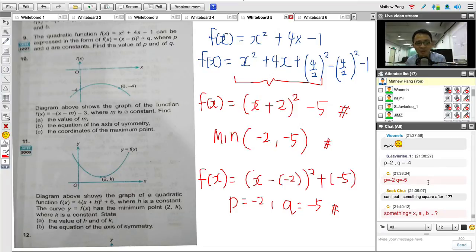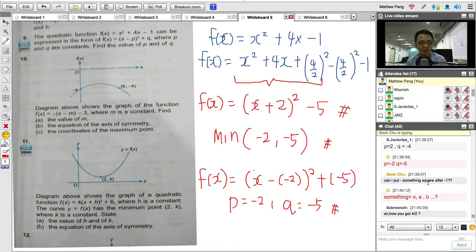But let's do question number 10. Yeah, 10 and 11 are quite common in SPM. Just try to do question number 10. It's quite simple. If you ask me, I can do it very fast. But just for you to try.